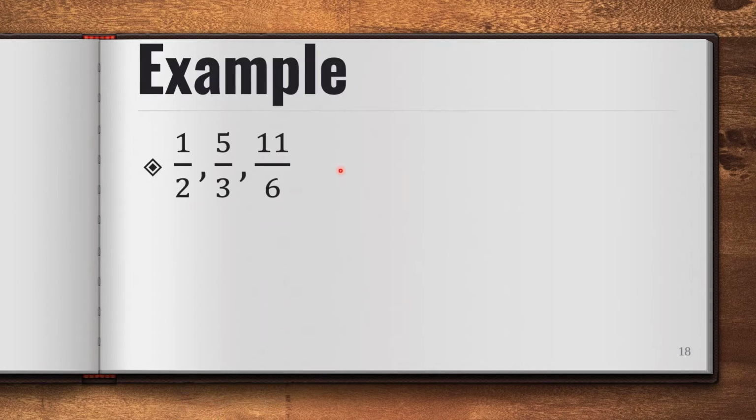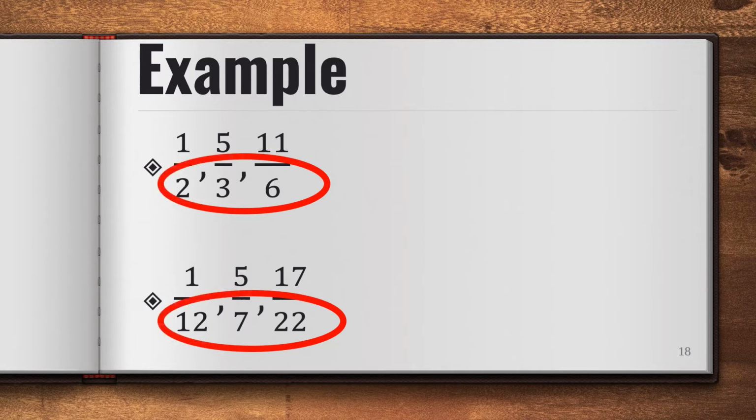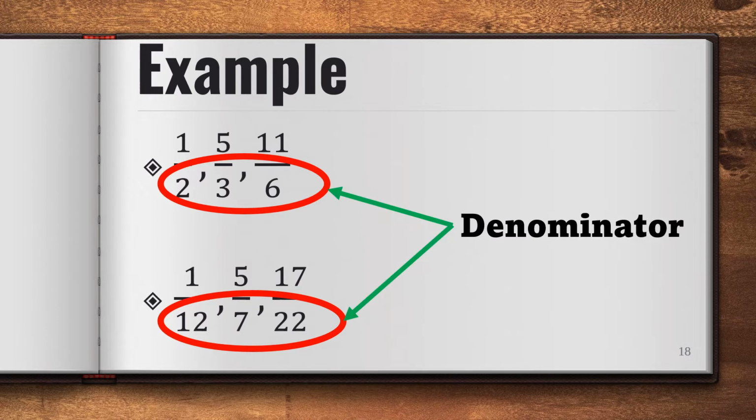We have here the first set of fractions, 1/2, 5 over 3, 11 over 6. These are examples of similar fractions. And the second set is 1 over 12, 5 over 7, and 17 over 22. As you can see, take a look at their denominators. The denominators are different from each other, unlike what we had earlier. So these are the dissimilar fractions.